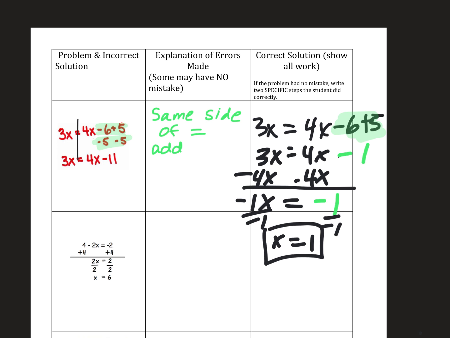So step 1, find the kid's mistake. If you can't find the mistake, let us know, okay? We can help you with that. Step 2, just write them a little note. Hey, this is what you did wrong. Exactly like I do on your quizzes when I write you just a little note. Not asking you to write a novel, not asking you to write a paragraph. Just give the kid a little description. Here's what we did wrong. And then finally, here's how you should have solved it correctly.